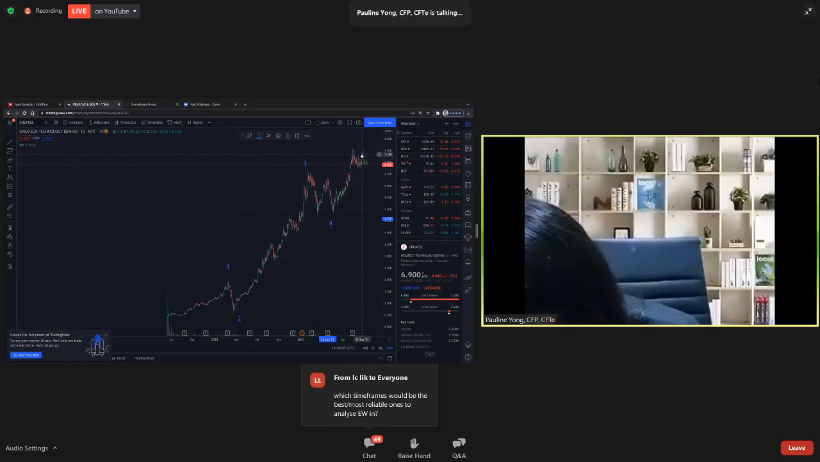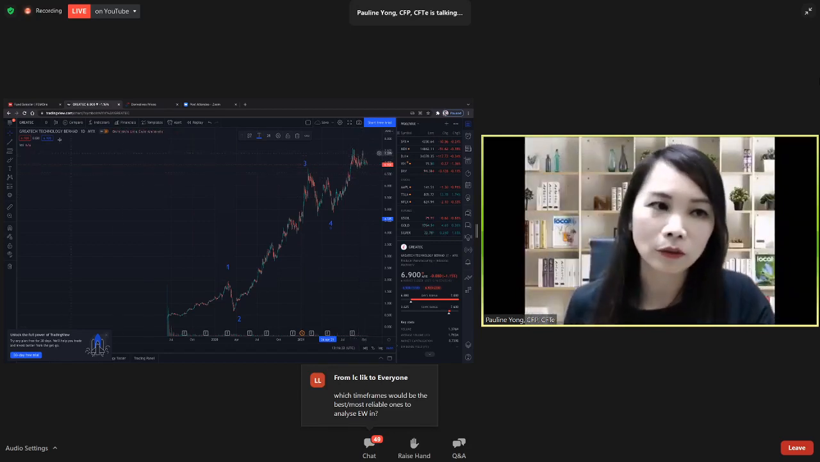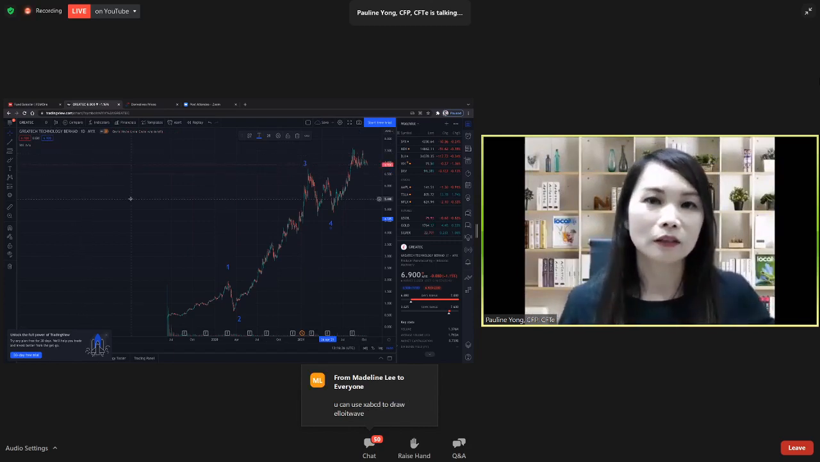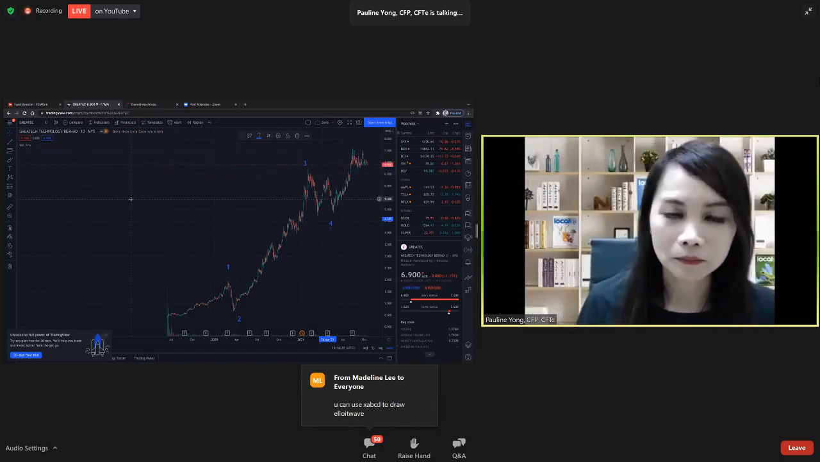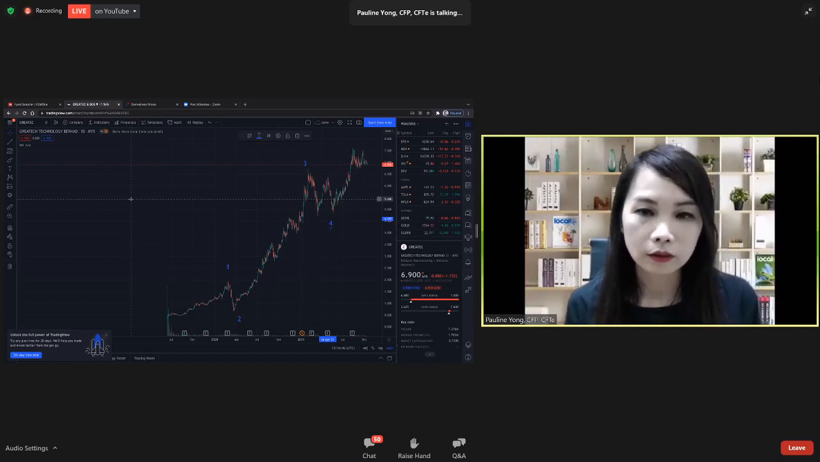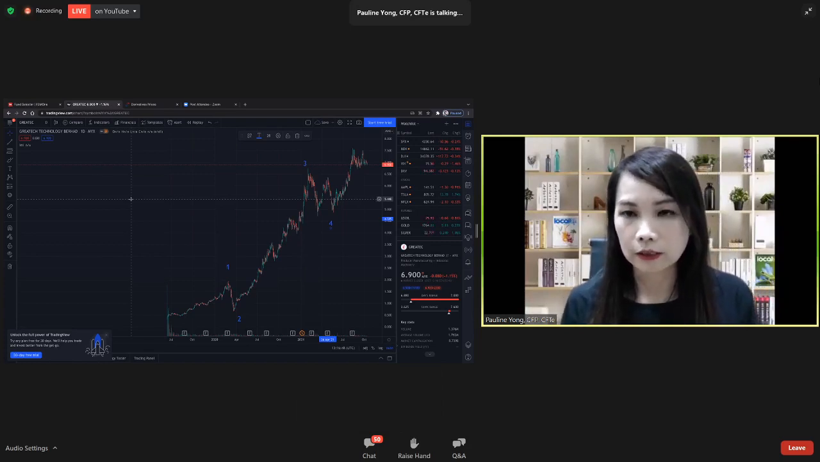Which time frame would be the best? The time frame, I usually look at the daily chart. Unless you're looking at 20, 30 years of a chart, then you need to look at the weekly chart. Or even if you're looking at 100 years of a chart, then you look at the monthly chart. But usually for a normal situation, I look at the daily chart.